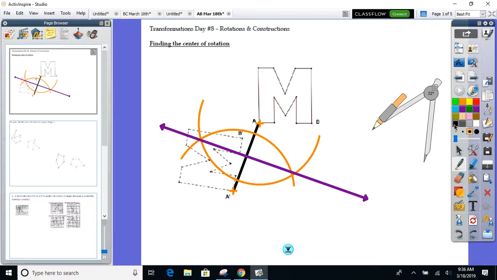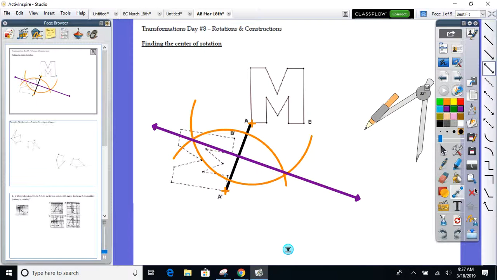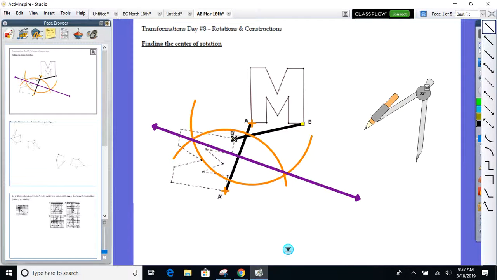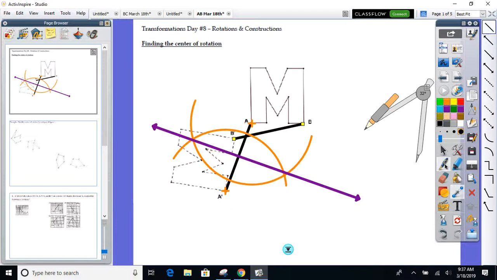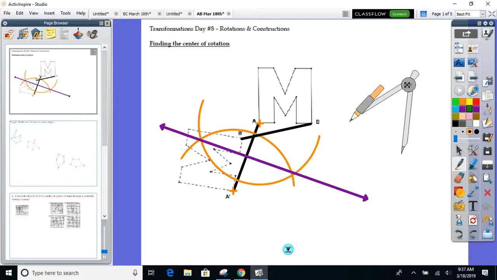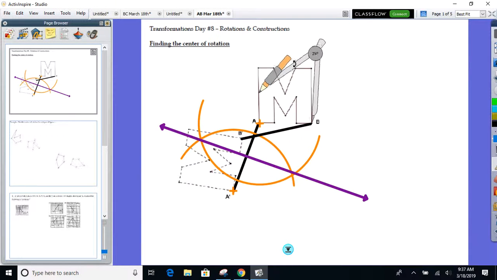Do a second one now. And where those two perpendicular bisectors meet, that is your point of rotation. So connect another pre-image and image. I realize you're going to have a lot of lines rocking and rolling here.